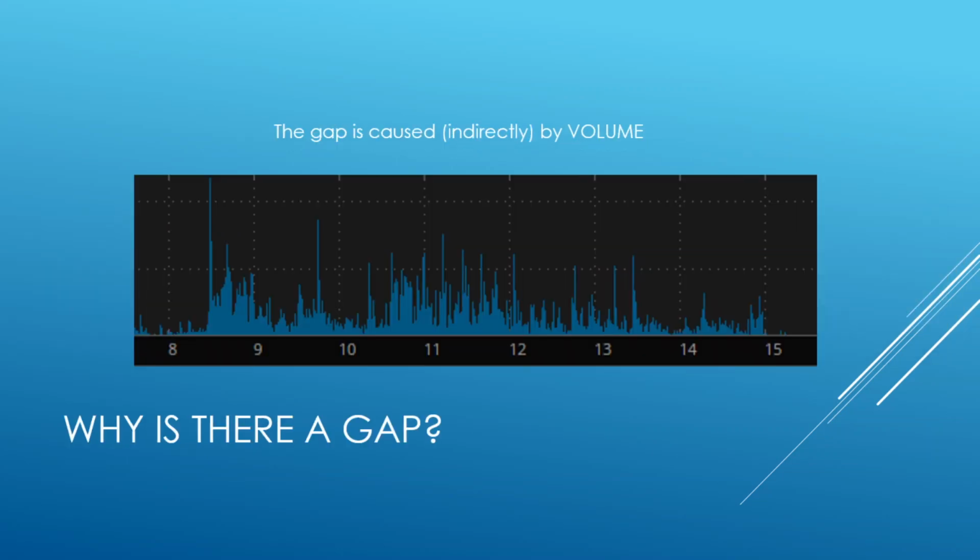So now you might be asking, why is there a spread? Why is there a gap between the bid and the ask prices? Well, the answer is that the gap is caused indirectly by volume.